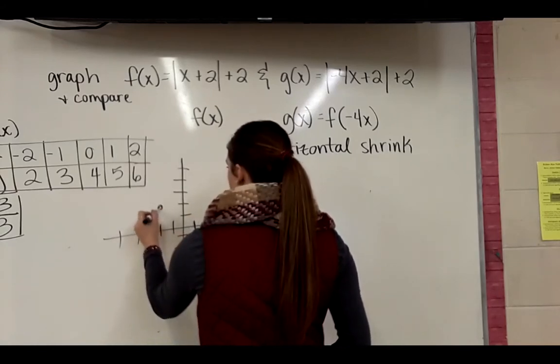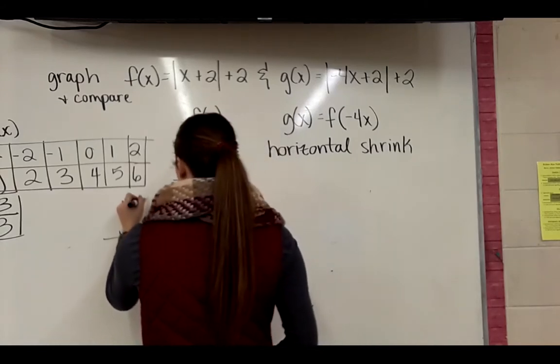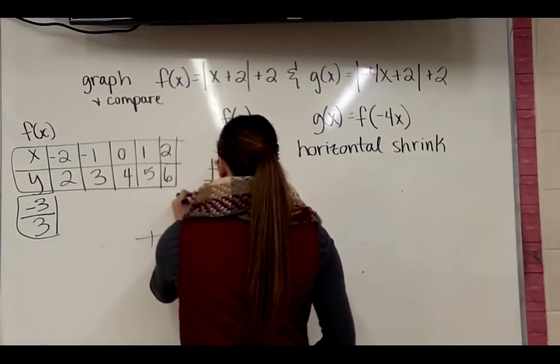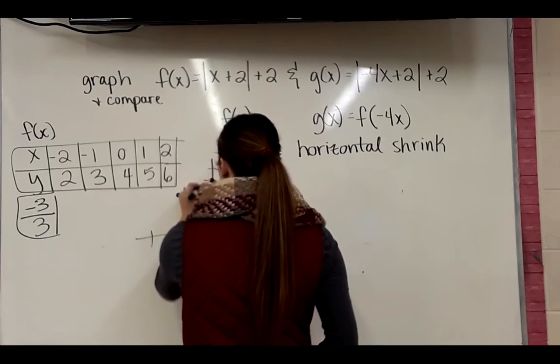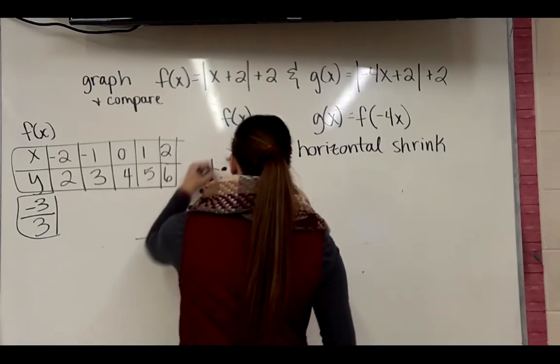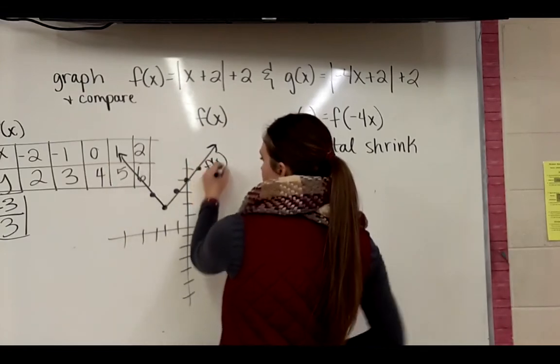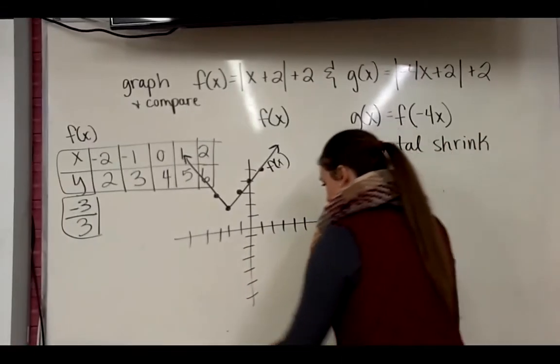-2, 2. Then I have -3, 3; -1, 3; 0, 4; 1, 5. So we can see it goes like this. That's f of x.